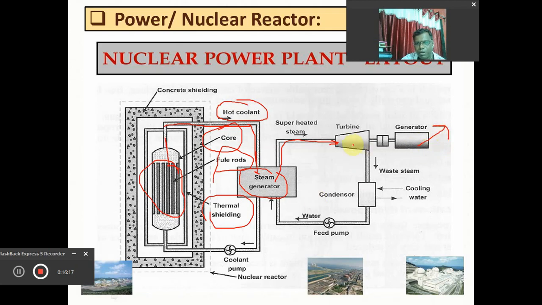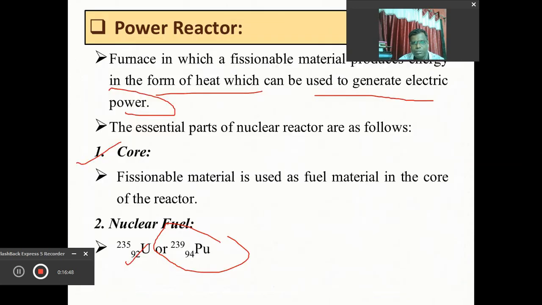But here again, some of the waste steam which is used up is passed here, where it is condensed and cooled down, and again converted into water. This water is pumped again and transferred to this steam generator, where it is converted into steam again. So this is the continuous recycling of steam into water and water into steam through this heat exchanger. I hope you can understand this.